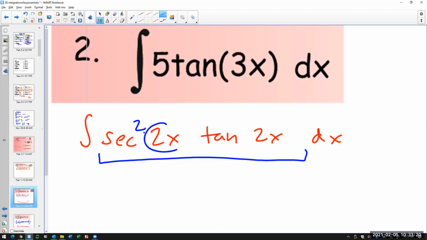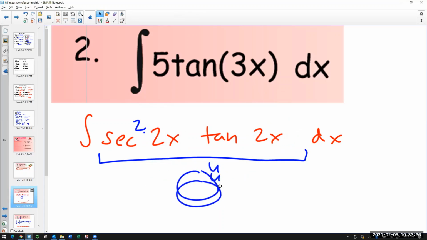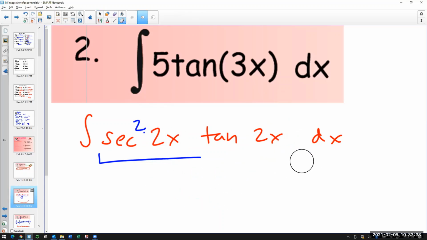So what that means is if I make the argument my u, that is not the way to do it because this is not on my formula sheet. Secant squared u, tangent u is not on my formula sheet. So if you had this problem, you can't do the shortcut method. And guys, some of you are like, wait, I can't do the shortcut method, so I can't do it at all.